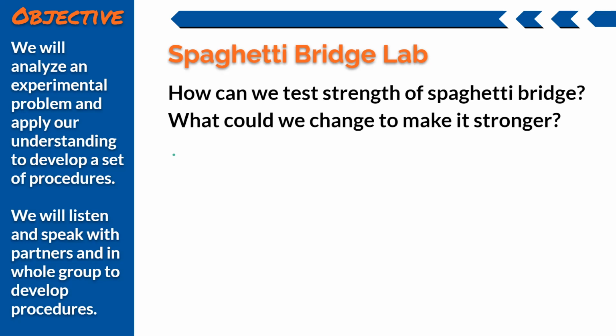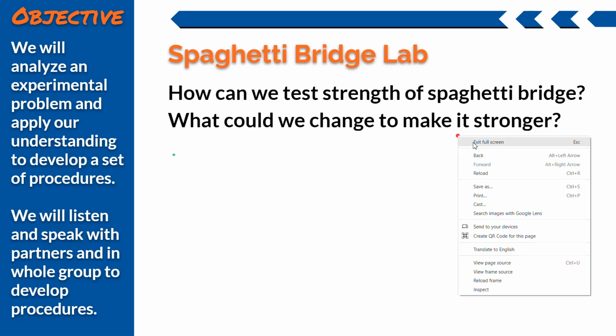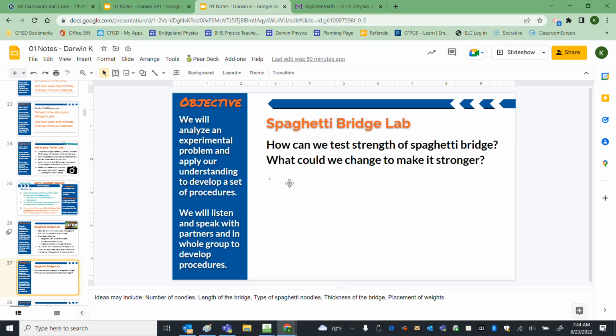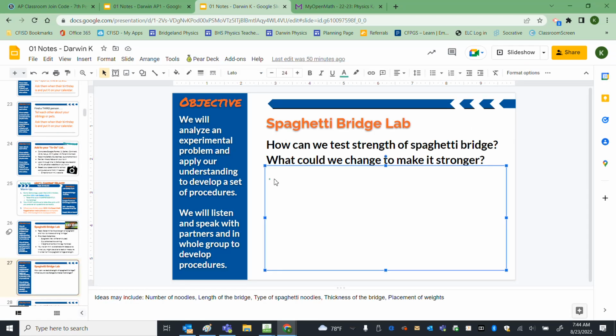More spaghetti. Okay, so let's add that up here. That's definitely something that you could test, is the number of pieces of spaghetti. Okay, so let's add that. Number of noodles. Okay, what else could you test? What else could change the strength of the bridge? How much weight it could hold is really what we're looking at here.